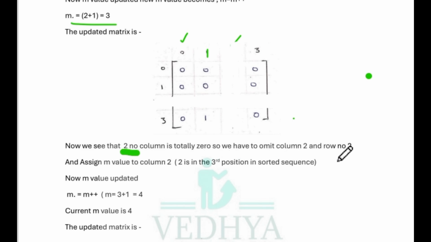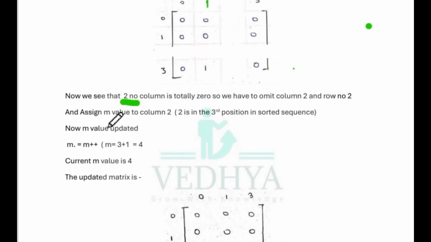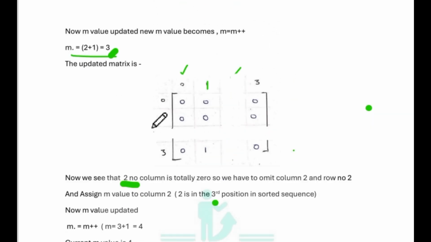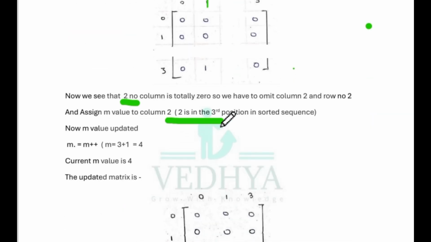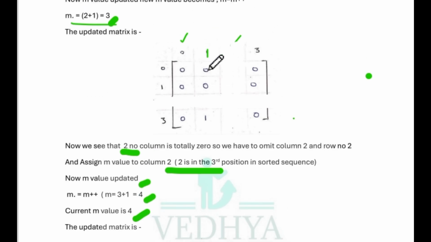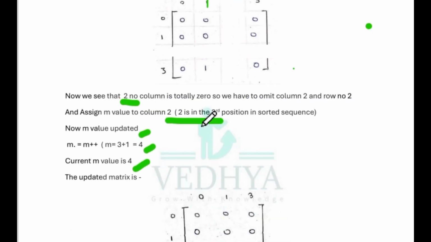Here it is written: assign M value to 2. M is now 3, so column number 2 is in the third position. Now the M value is updated, M equals M plus plus, and the current M value is 4. Our current matrix is 0 1 3 and 0 1 3.